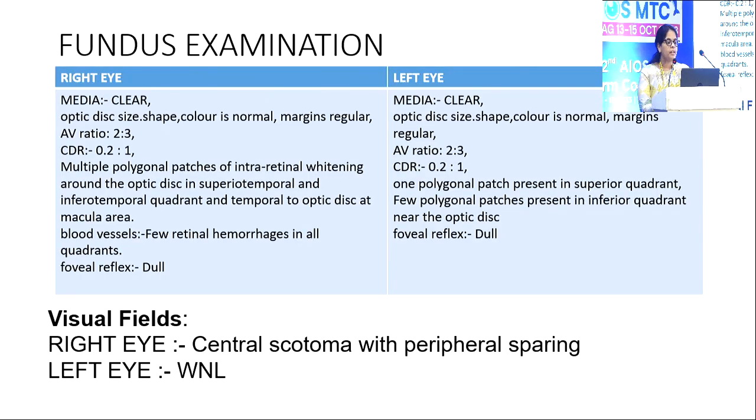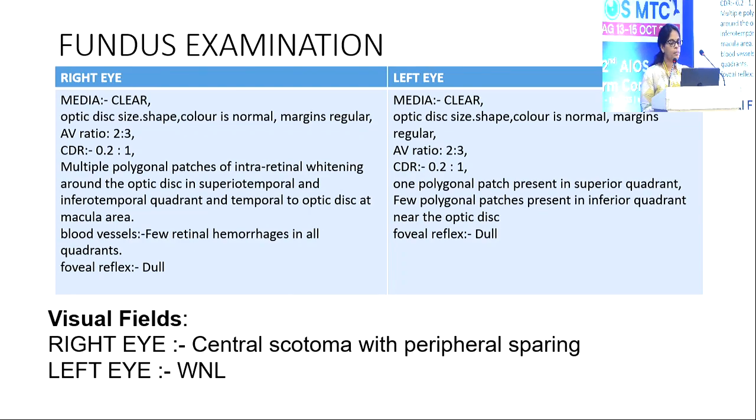Multiple polygonal patches of intraretinal whitening are seen around the optic disc in the superotemporal and inferotemporal quadrants, and temporal to the disc at the macular area. Blood vessels: a few retinal hemorrhages are seen in all quadrants. Foveal reflex is there.